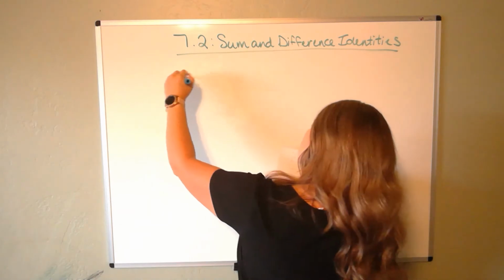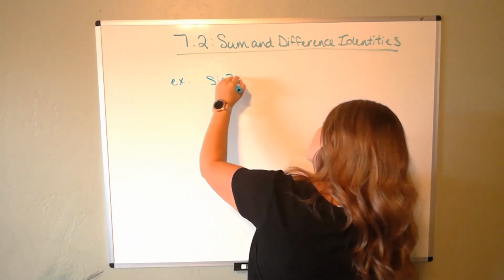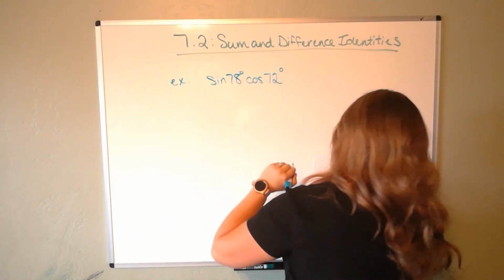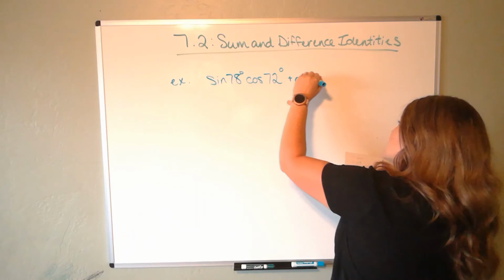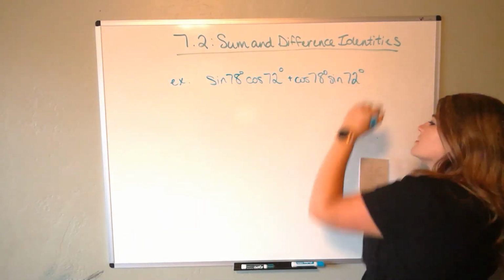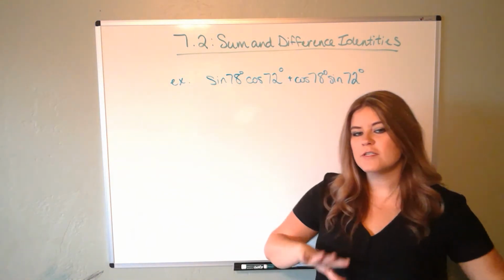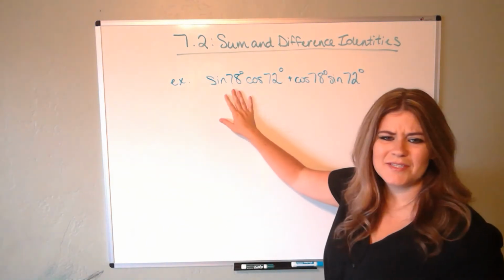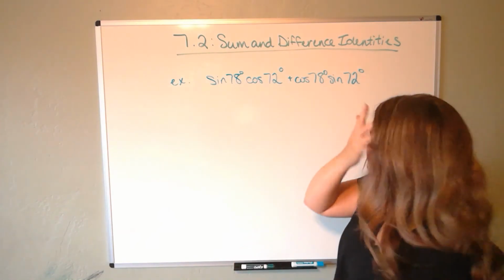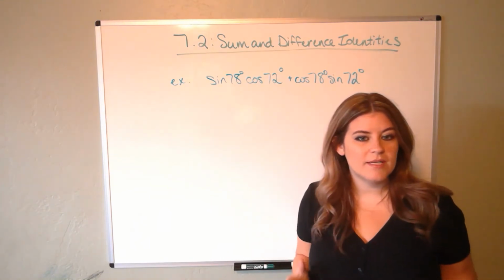So I've got this example for you. I've got sine 78 cosine 72 plus cosine 78 sine 72. And I'm supposed to just evaluate this exactly. So at first glance, you're like, sine 78, I don't know what that is. That's calculator work. It's not on my unit circle. 72, these are horrible angles to evaluate exactly.